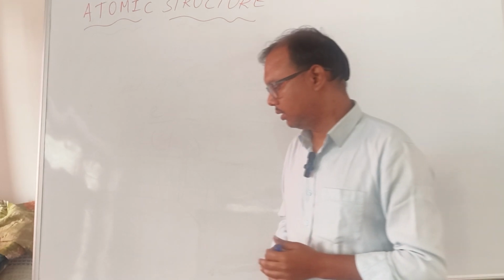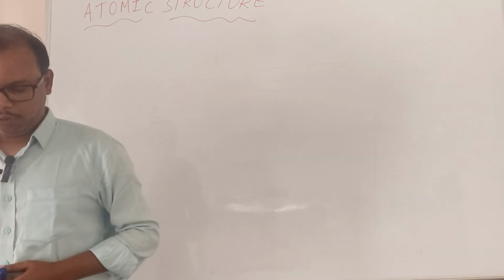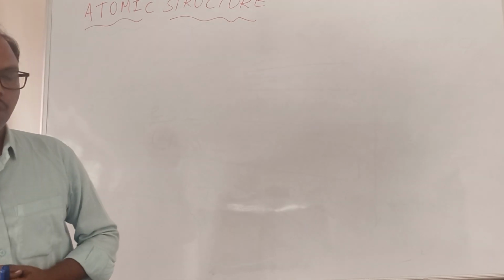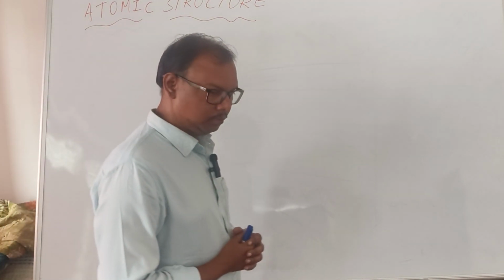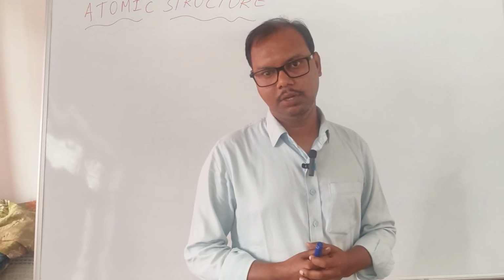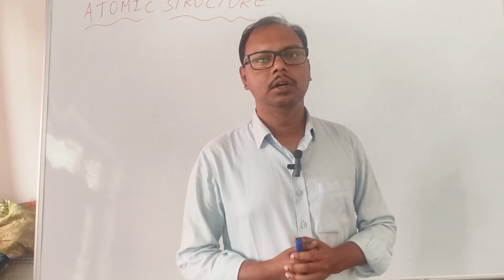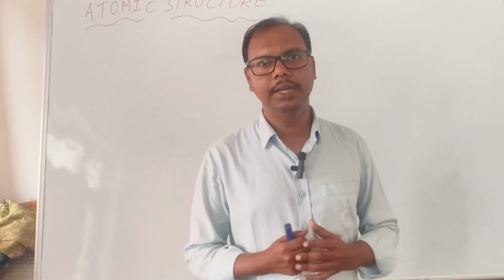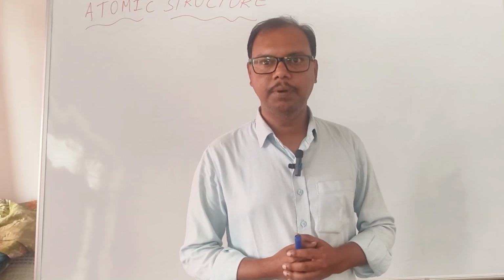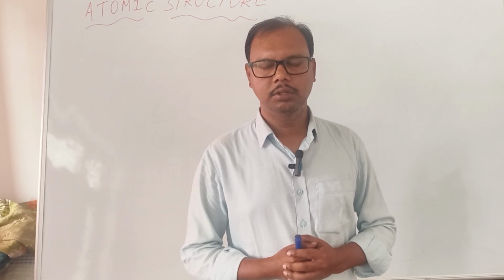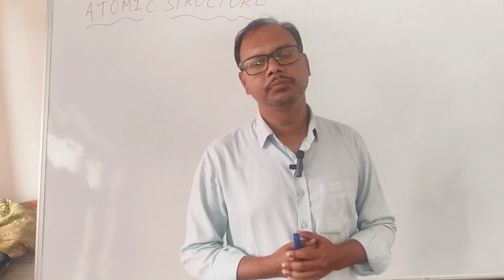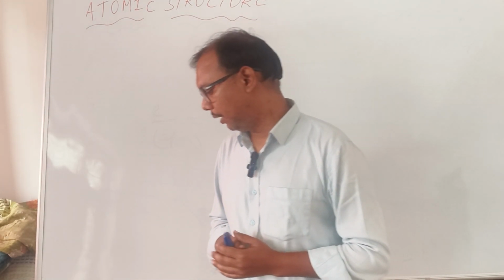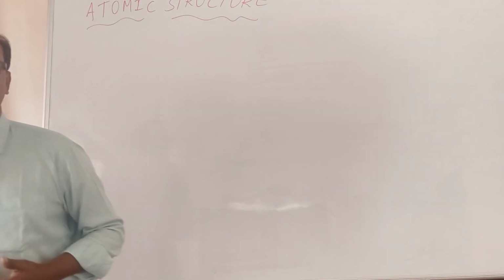The first one you can see here: what do you mean by atom? Atom means, according to Dalton's atomic model, it is indivisible. It is a Greek word, atomio, which means indivisible. That means the smallest particle of matter was the atom, according to Dalton's atomic model.